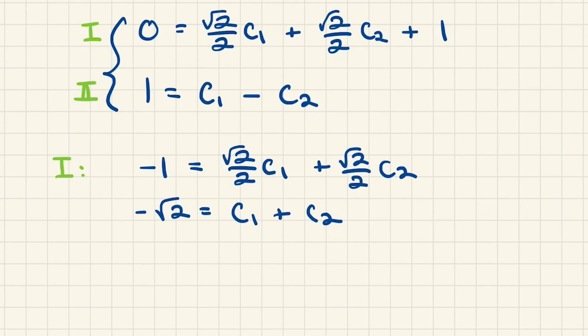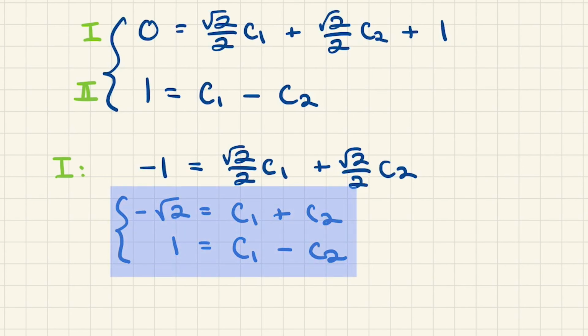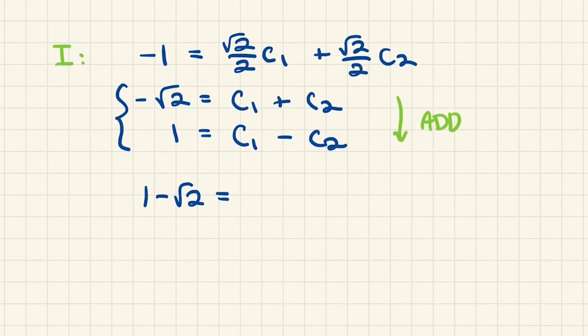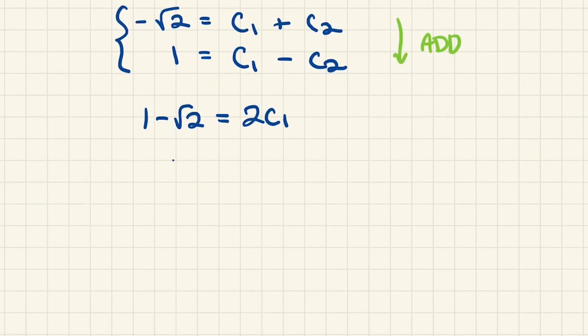All right. And if we put the other equation right underneath it, then we can actually solve this one by elimination. If we just add those two equations, then we're going to get 1 minus rad 2 is equal to 2C1, and therefore C1 is equal to 1 minus rad 2 over 2.